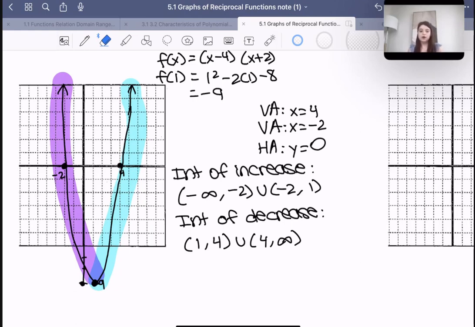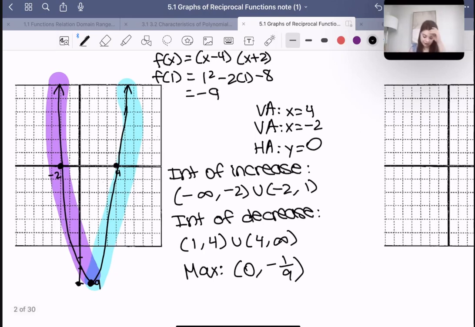Okay, now what about minimums or maximums? We have a minimum on our original function at 1, -9, so that means we have a maximum on our new function at 0 comma -1 over 9, right? Because we can take the reciprocal of the y value when we're doing points from the original to points of the new. Okay, so now let's graph this new function.